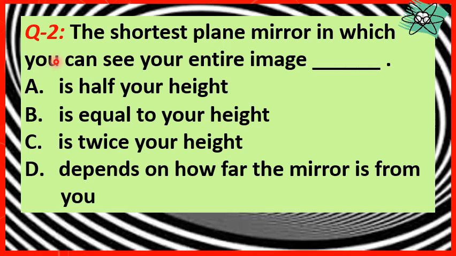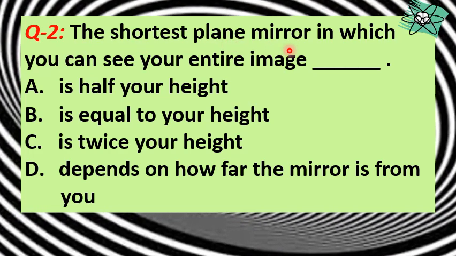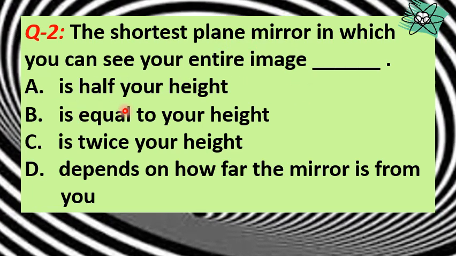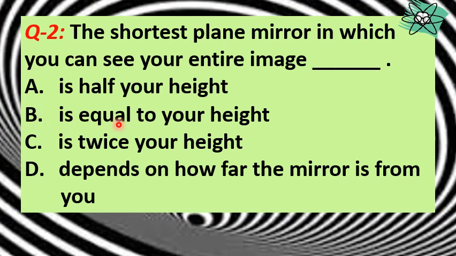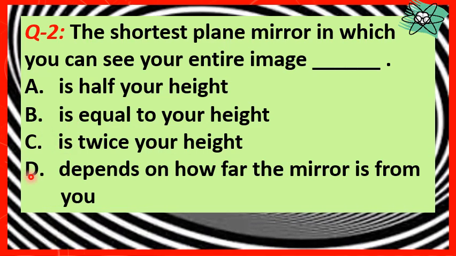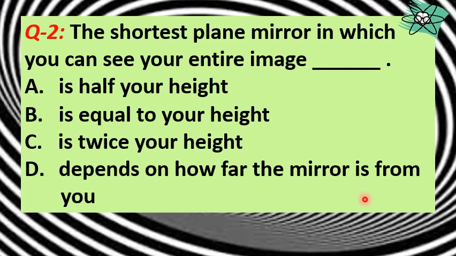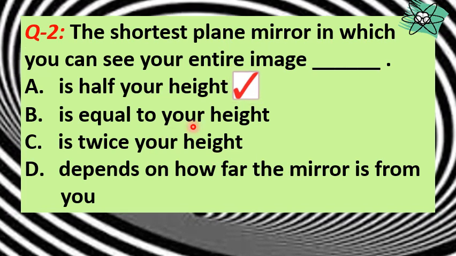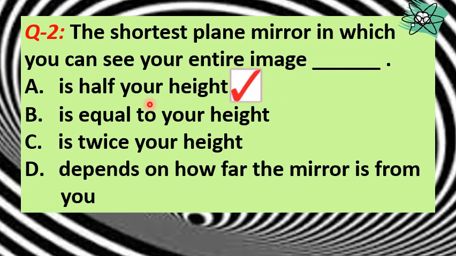Question number 2. The shortest plane mirror in which you can see your entire image, option letter A, is half your height. Option letter B is equal to your height. Option letter C is twice your height. And option letter D depends on how far the mirror is from you. Correct answer is, the shortest plane mirror in which you can see your entire image is half your height.